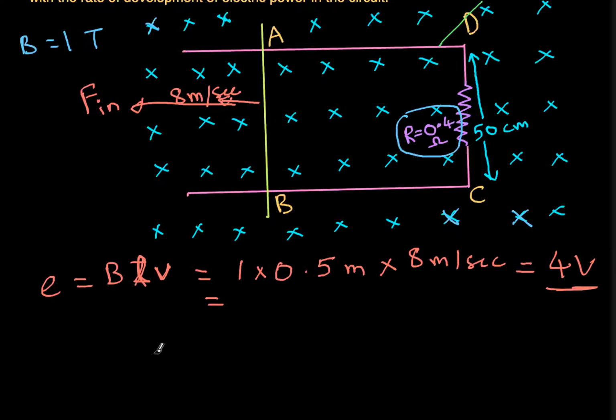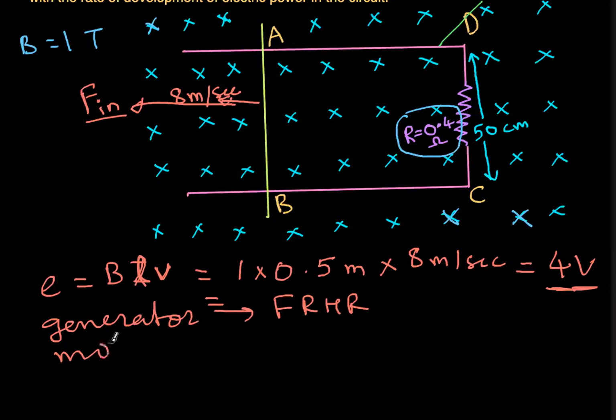Now remember, sometime back in this channel we mentioned Fleming's left hand rule and Fleming's right hand rule. So is this a generator or a motor? Because I am giving mechanical input, so force input is my mechanical input power, this is nothing but an electrical generator. Some voltage is generated, that is 4 volts is generated. So for a generator we use Fleming's right hand rule. For a motor we use Fleming's left hand rule.